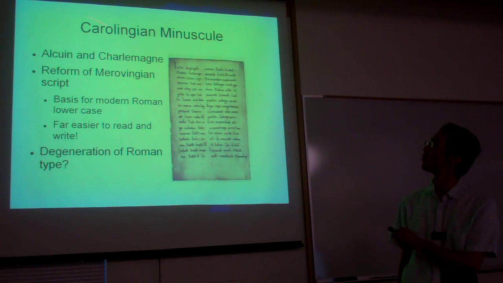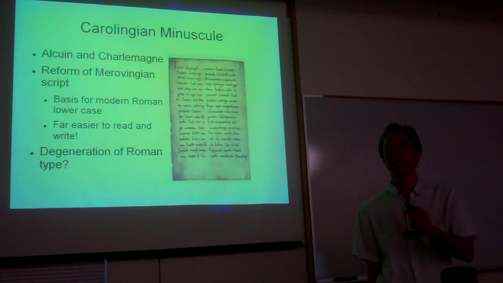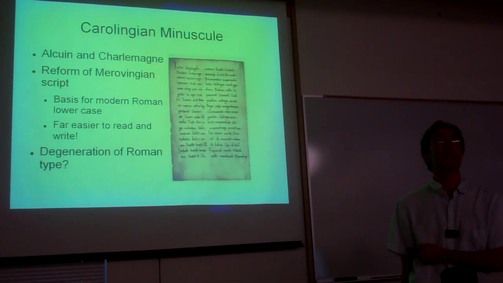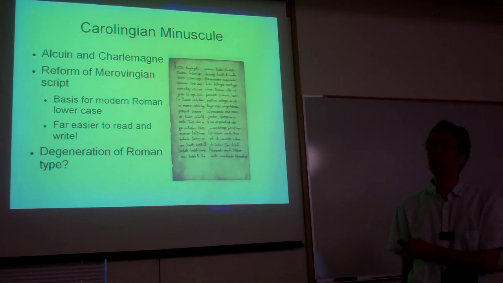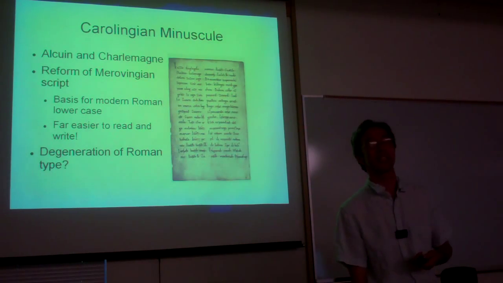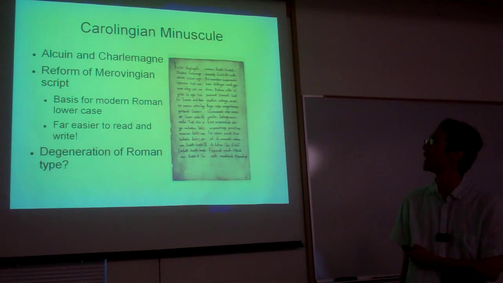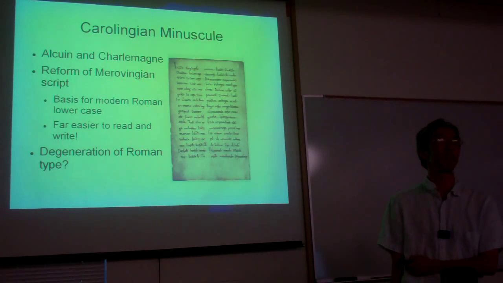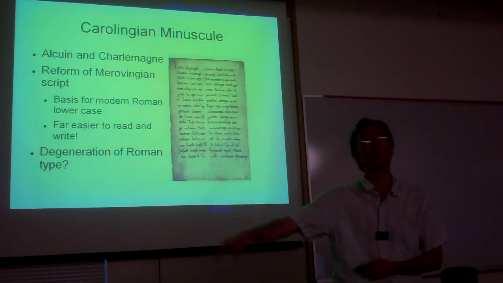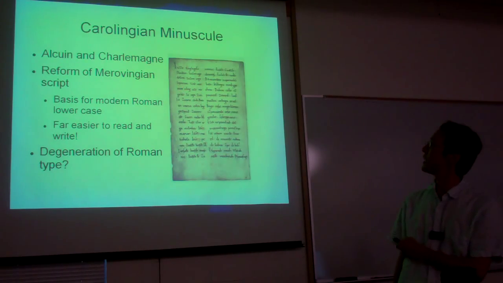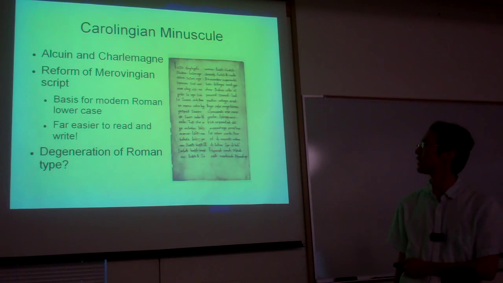This is one of the important revolutions in the history of typography. Charlemagne, around 800 AD, employs Alcuin of York to do several things, among other things, to reform the educational system of what would become the Holy Roman Empire. And one of Alcuin's biggest changes here is a reform of the Merovingian script, getting rid of all these painful ligatures and forming something that is a little bit easier to read and write.